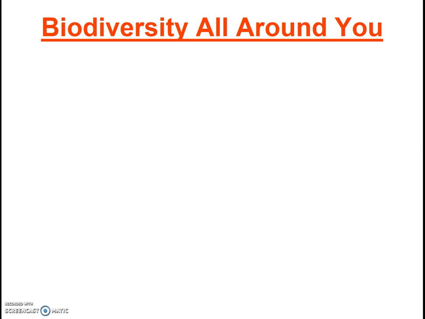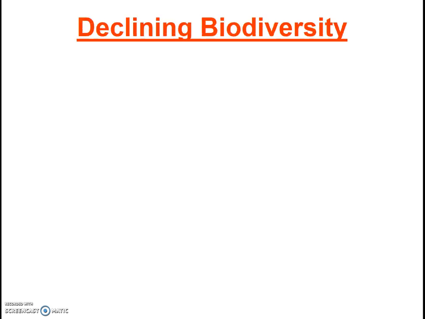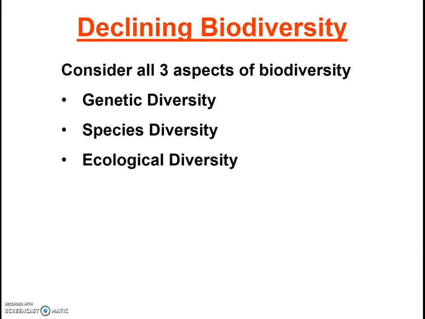Before you go on, consider stopping the video and making sure that you can define biodiversity, you can identify several reasons why it's important, and you can list several ecosystem services for a specific ecosystem. The remainder of this video is focused on declining biodiversity, and you'll need to keep in mind all 3 aspects of biodiversity as we discuss this.